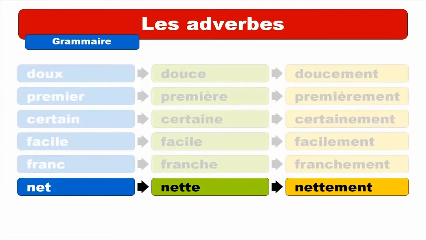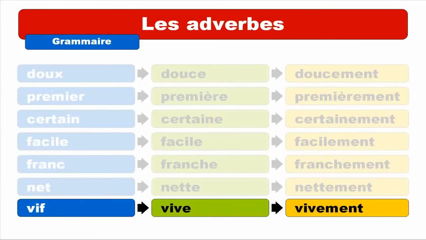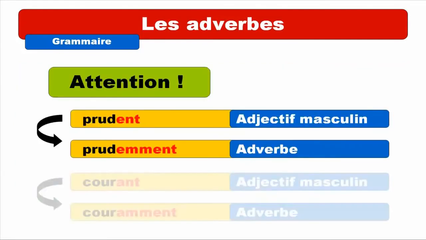Repeat. Nettement. And then we've got vif. Repeat. Vif. Feminine form is vive. Repeat. Vive. And then the adverb is vivement. Repeat. Vivement. Be careful, because as usual in the French language, we've got some exceptions.